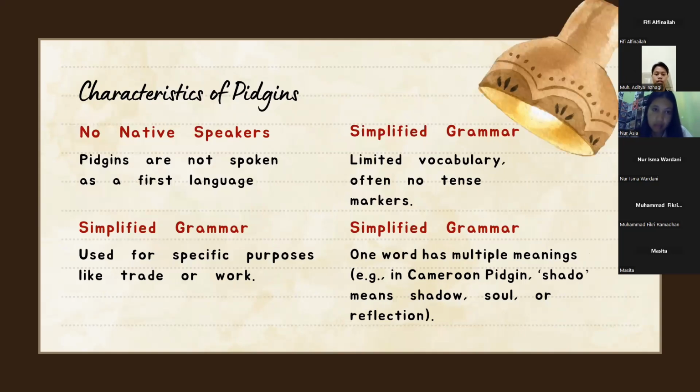Okay, thank you, moderator, for the opportunity. So Pidgins are interesting because no one speaks them as their first language. They develop to solve specific communication needs. They use simplified grammar and vocabulary, often relying on context. For example, in Cameroon Pidgin English, the word shadow can mean shadow, soul, or even reflection.